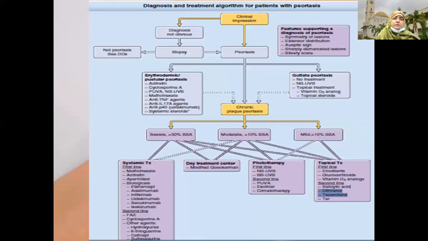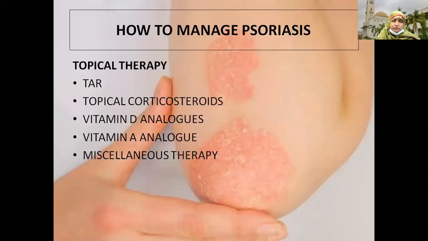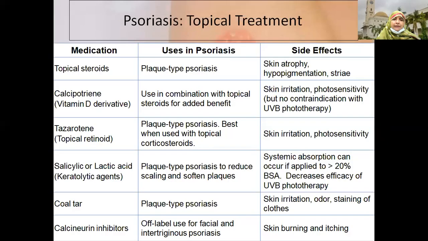If the area is between 10 to 30%, again, we do not go for systemic therapy, but we go for phototherapy, and again remain confined to topical. But if it's more than 30% involvement, then we go for systemic treatment, for which we have different agents.